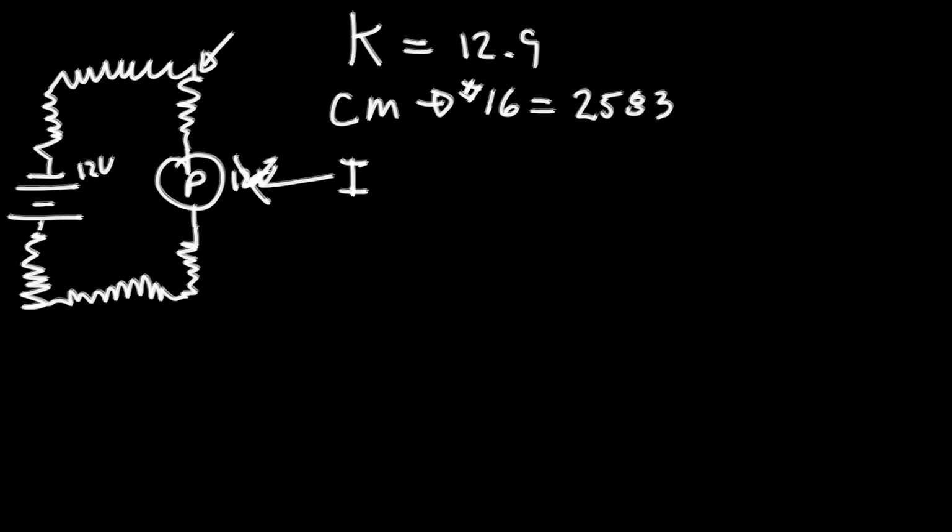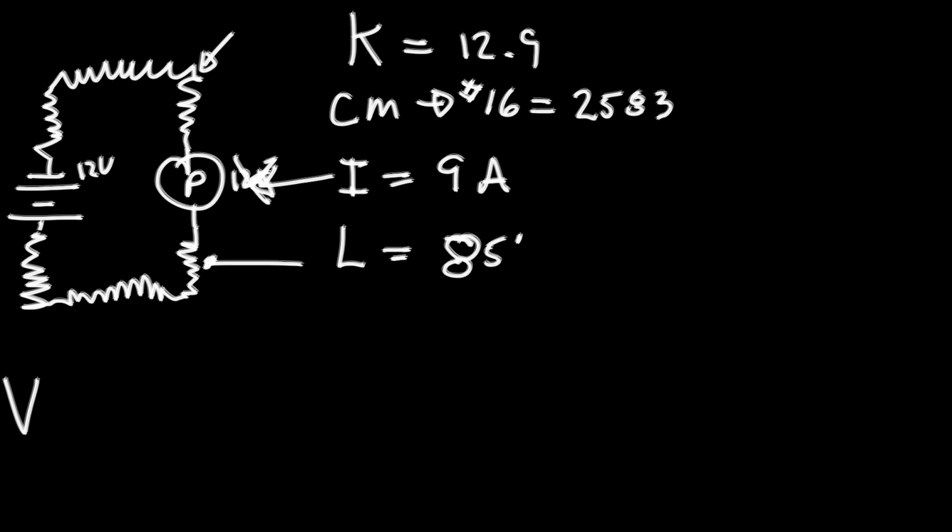Then the current drawn. In my case, it's the pump current, which is 9 amps. And finally, the length of the wire in feet. I have an 85 feet wire. And the formula goes like this.